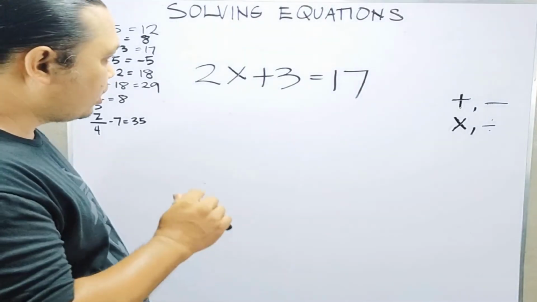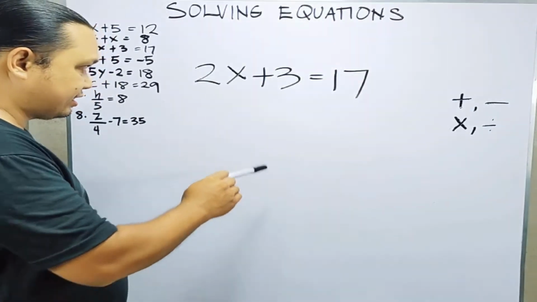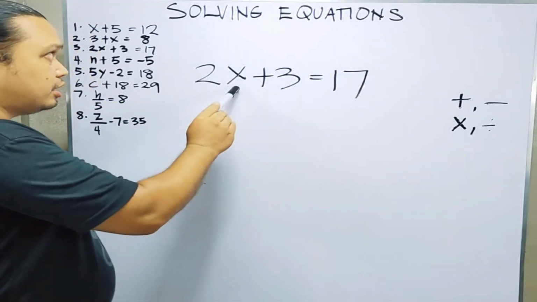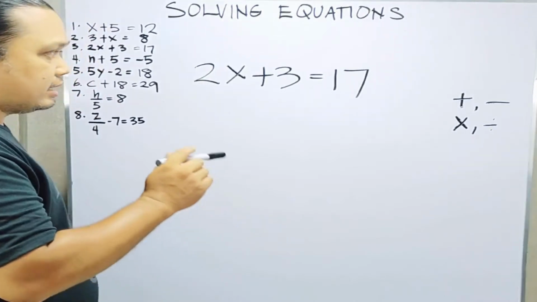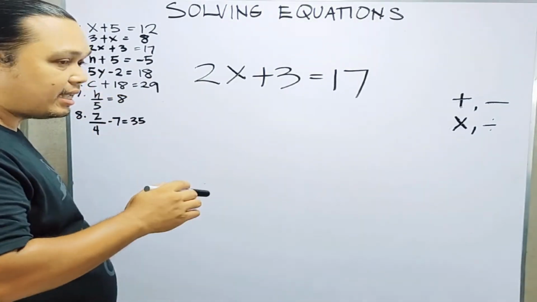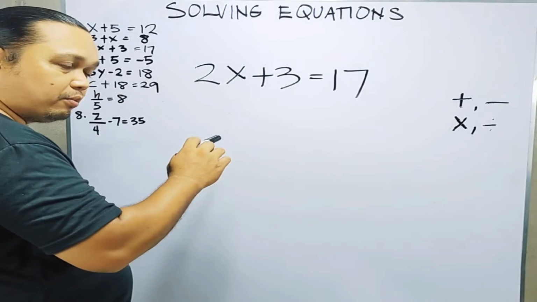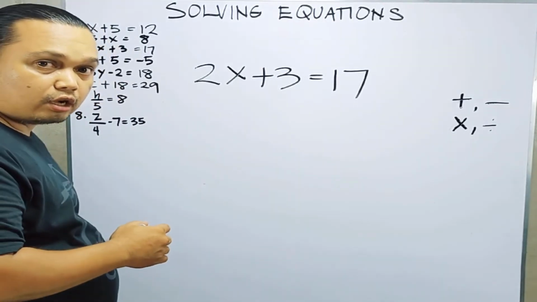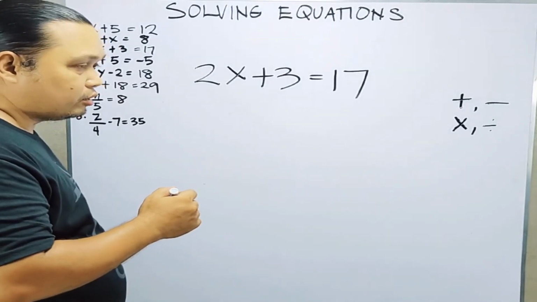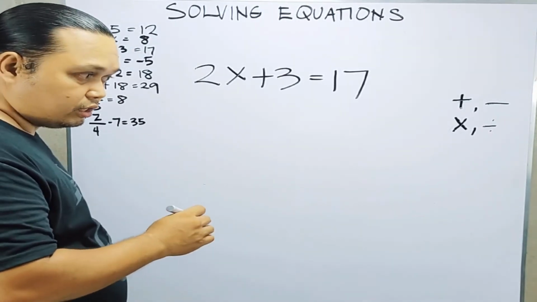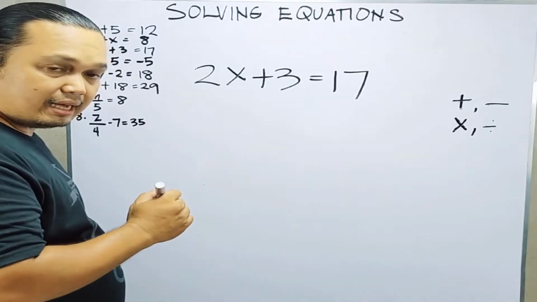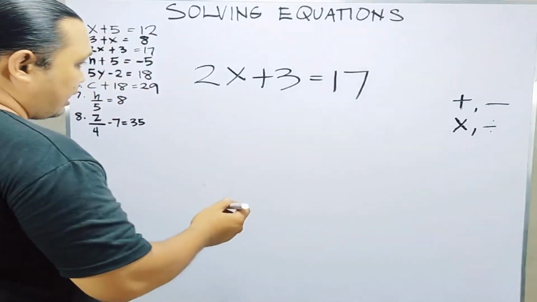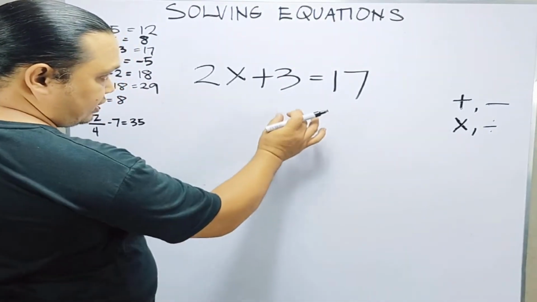Now we are going to solve for x. We are going to find the value of x in our equation. To get the variable, all we need to do is get rid of all the constants. To get rid of the constants, all we need to do is give their opposites. For example, let's get rid first of 3 here.